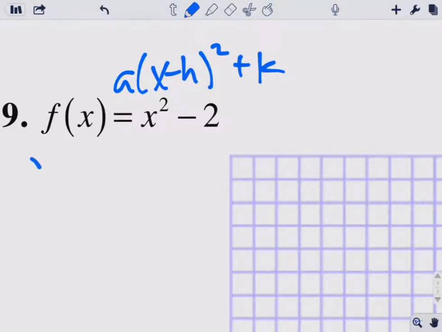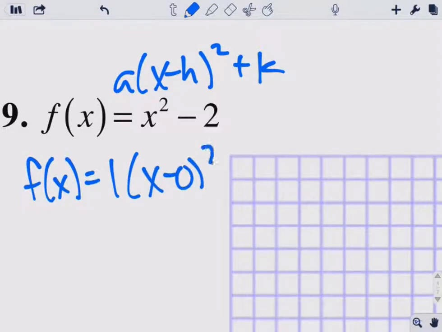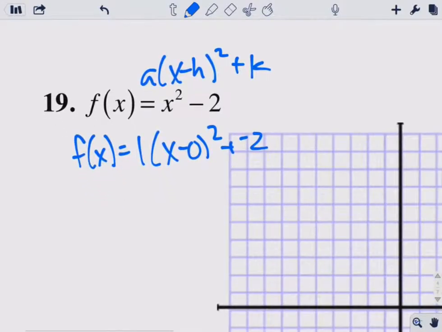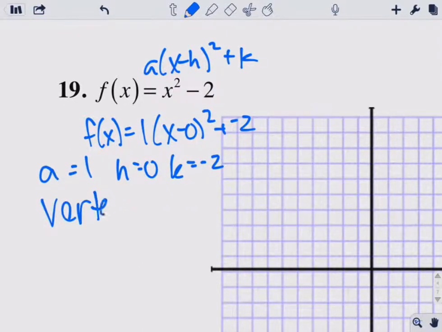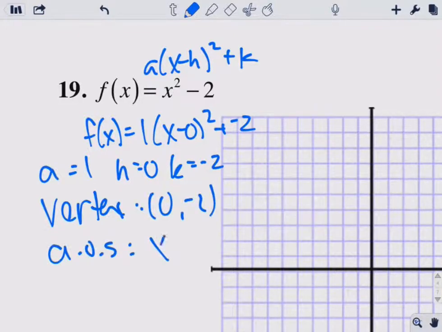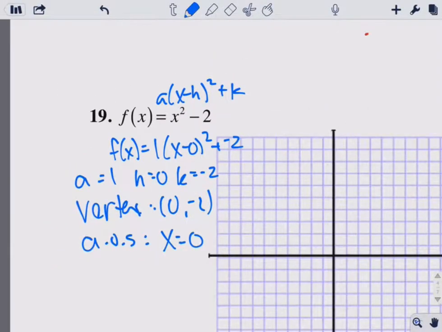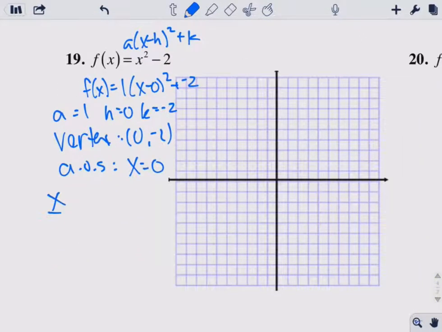Okay, so in this case, f of x is equal to 1 times x minus 0 squared plus a negative 2. So I can figure out a, which is 1, h is 0, k is negative 2. So again, I can just say the vertex is hk, 0, negative 2. I can do the axis of symmetry, which is x is equal to h. And then I can make my table, xy.